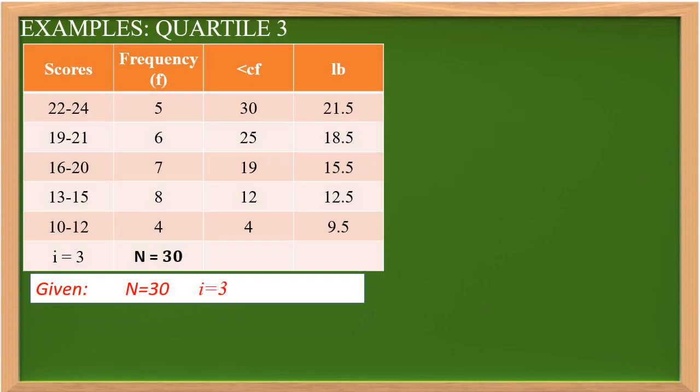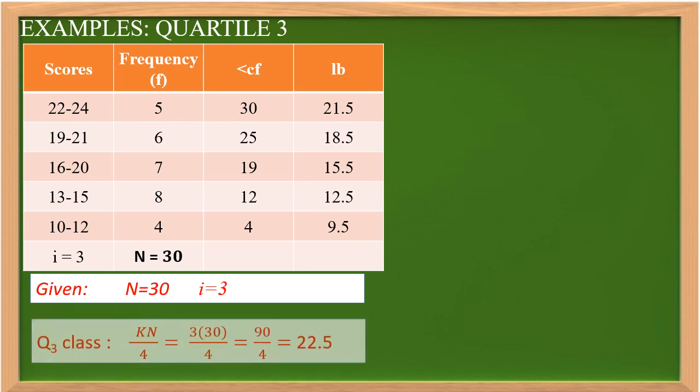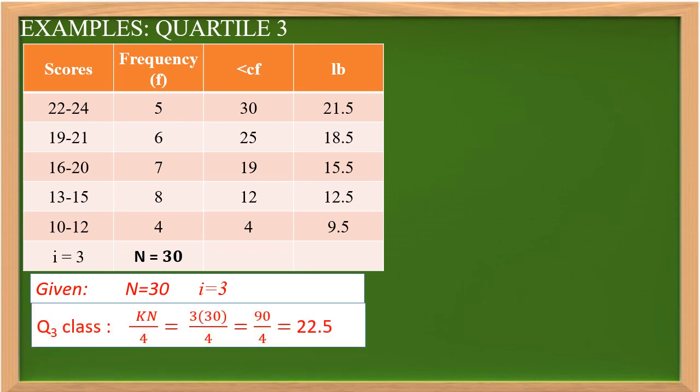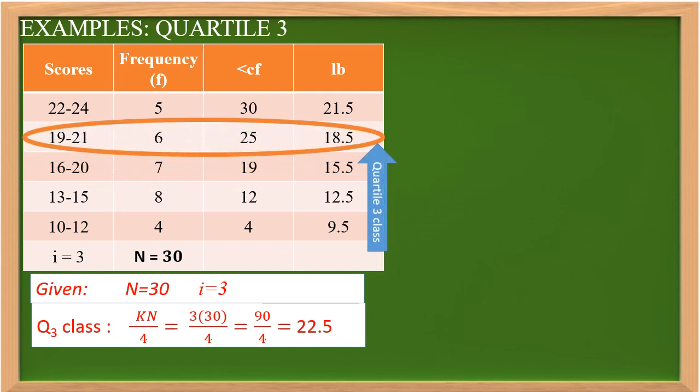Let's have the example for quartile 3. We're going to use the same distribution table where N is equal to 30 and I is equal to 3. Let's get the quartile 3 class. Since K is equal to 3, then KN over 4 is equal to 90 over 4, which is 22.5. The less than cumulative frequency which is greater than or equal to the value of KN over 4, which is 22.5, is 25. So the quartile 3 class is the row containing the class scores of 19 to 21.